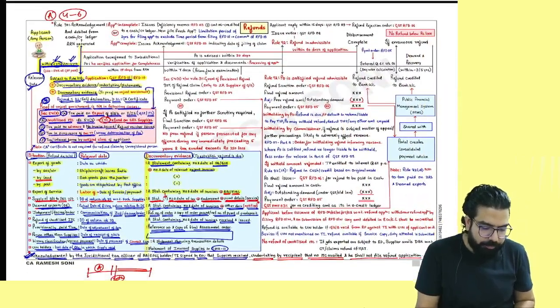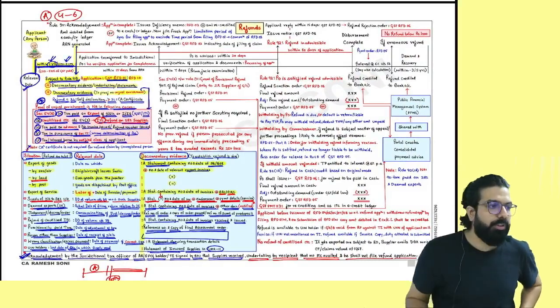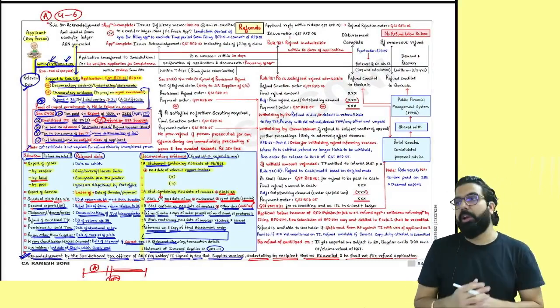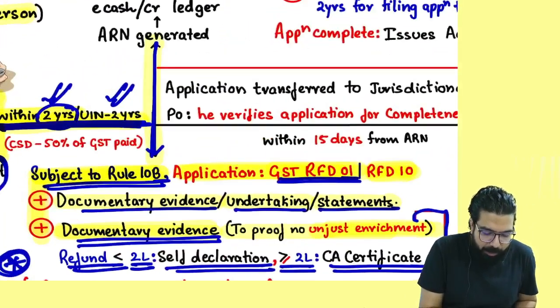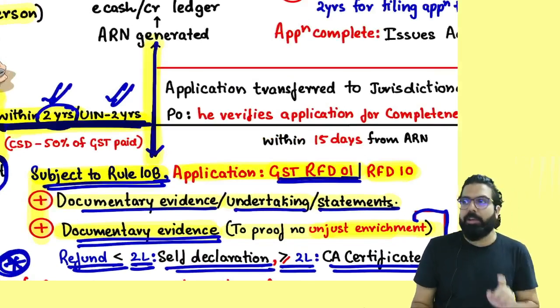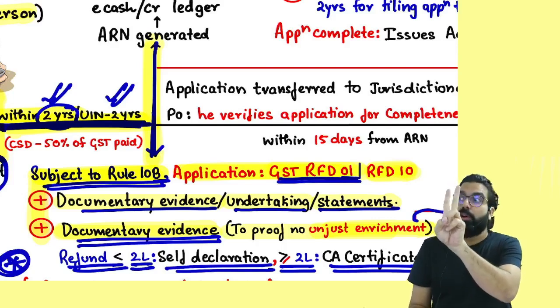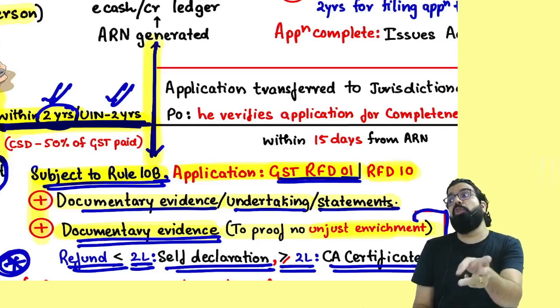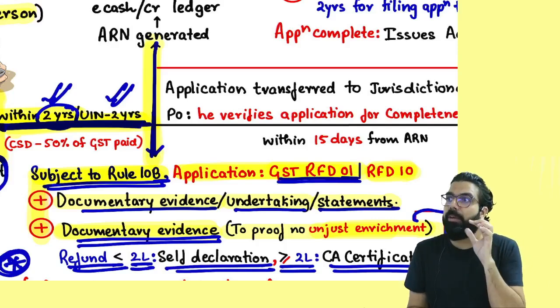Everyone over here now, listen. Whenever you have to apply for a refund, within how much time do you have to apply? 2 years. Now, whenever you apply, you have to give one application and documentary evidence to prove the refund is due to you. For that, you have to give a CS certificate or a self-declaration.